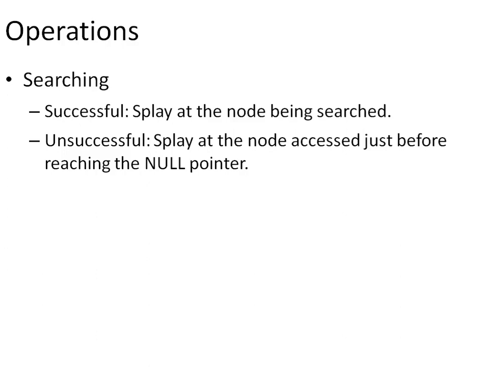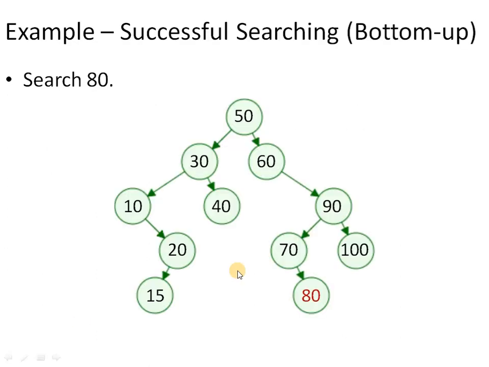As we have seen, the search operation can either be a successful or an unsuccessful operation. So, if the search is successful, we have to splay at the node for which the search is performed. On the other hand, if it is an unsuccessful search, then we have to splay at the node which we have visited just before reaching the null pointer. So let's say in this tree, we have performed a search operation and we have searched for node 80.